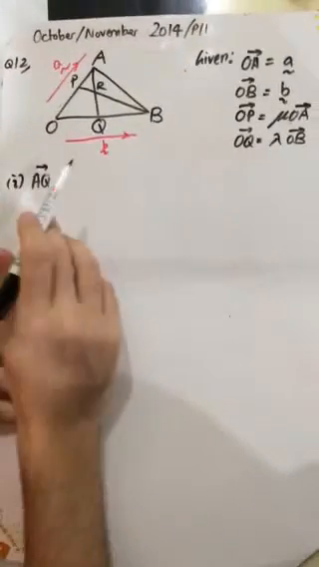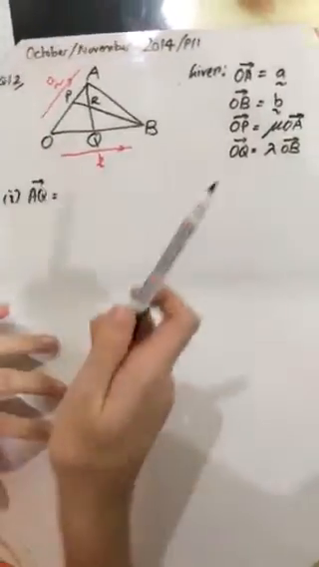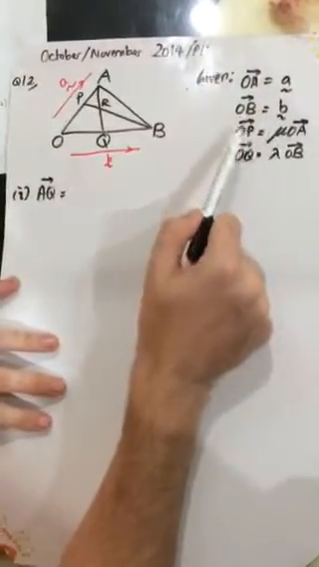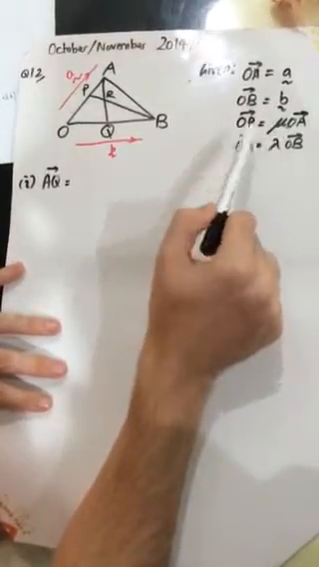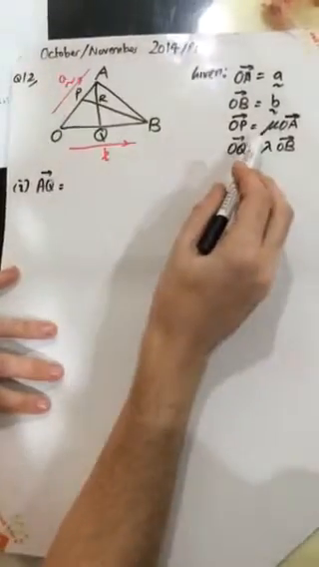Hello and welcome to this October-November 2014 paper 11, and we're currently working on question 12, which, looking at the diagram we're given, is a vectors question. Now in our written instructions we are given that OA is vector A, OB is B, OP is a scalar multiple of OA, and OQ is a scalar multiple of OB, which are represented by mu and lambda.